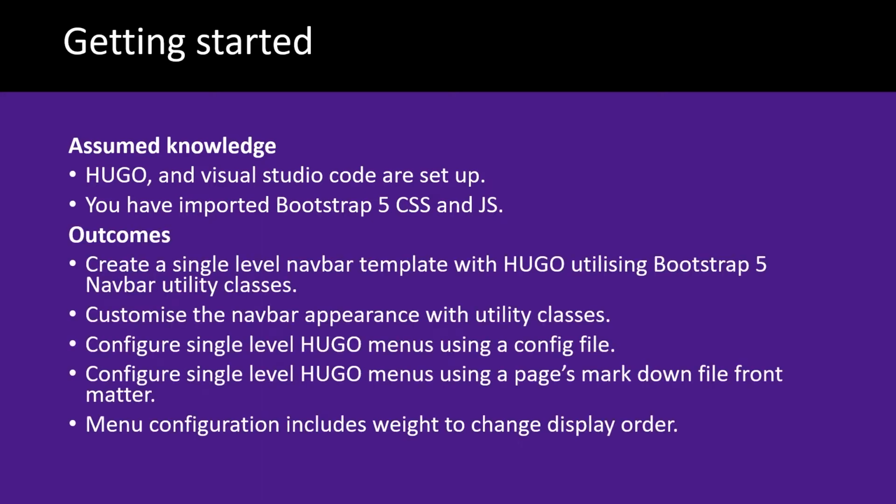During this video, you'll learn how to create a single level navbar using HUGO and Bootstrap 5's utility classes. You'll be able to customize the navbar's appearance using Bootstrap 5's utility classes. You'll be able to configure a single level HUGO menu using a config file, and you'll also be able to configure the menu using a page's markdown front matter. While we're configuring the menu items, we'll also be looking at the weight to change the display order.